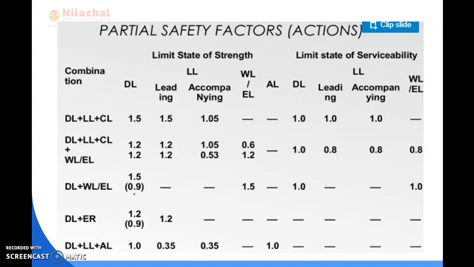Normally the partial safety factor we consider in the case of concrete is 1.5. Normally dead load, live load and wind load we consider, and the combination of action loads we consider for the limit state of strength and limit state of serviceability. The loads we consider are dead load, live load, wind load and earthquake load, for the leading and accompanying actions, provided differently here. So we can consider from this table the load for the limit state of strength and limit state of serviceability against action.